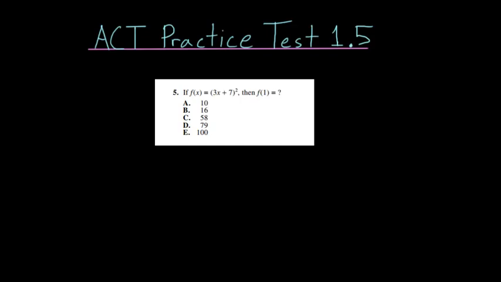The fifth problem of this first ACT practice test focuses on using function notation. If f of x is equal to the quantity 3x plus 7 squared, then what is f of 1 equal to? So let's first look at a much simpler example.